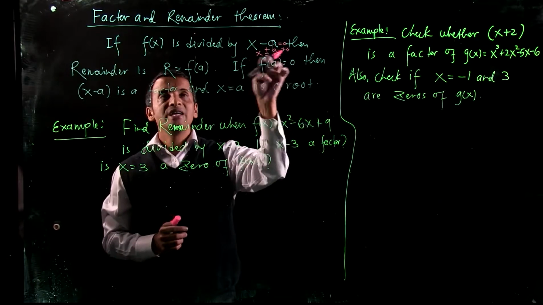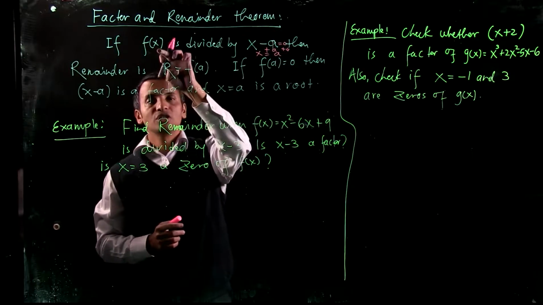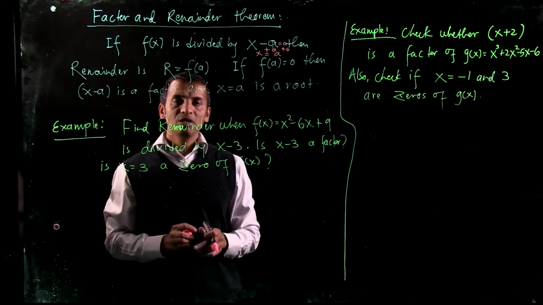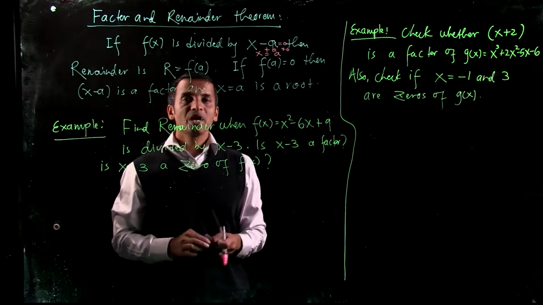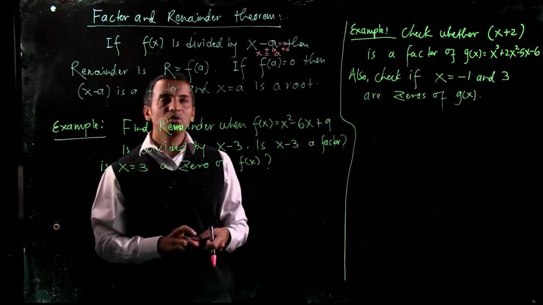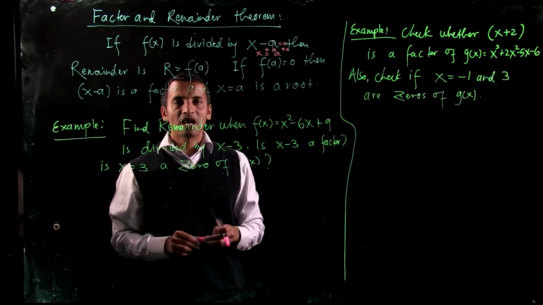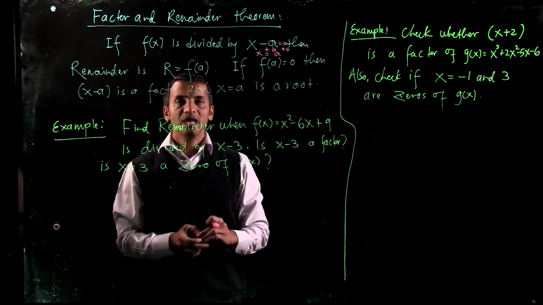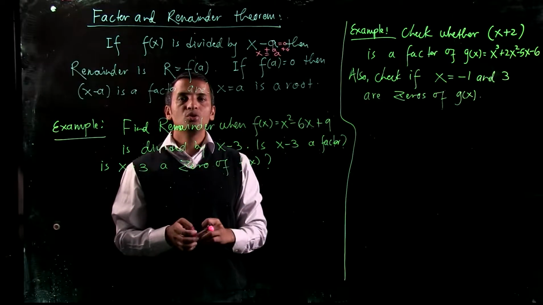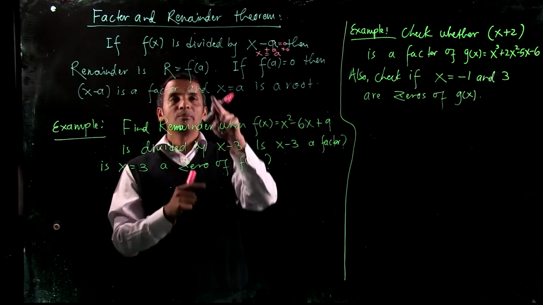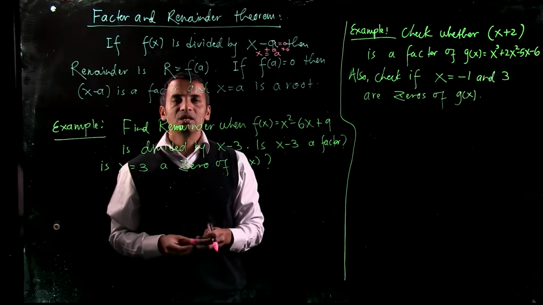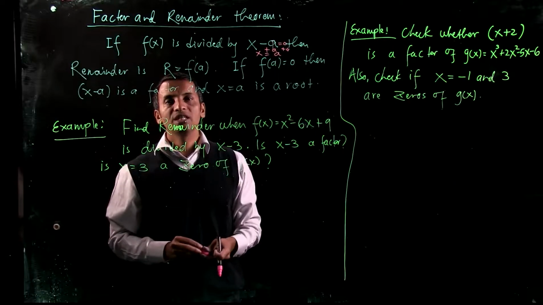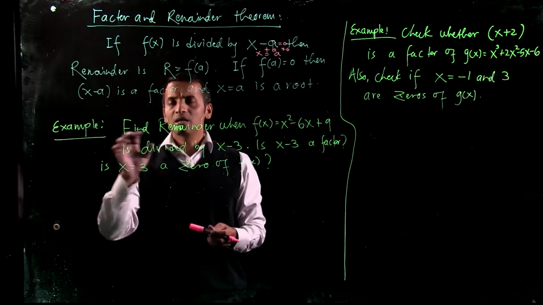So you plug that a into the function f. You replace x by a, and whatever number you get will be the remainder. As always, if the remainder is 0, then x minus a is a factor, and if x minus a is a factor, then a is a root. To check whether a number is a root or not, you plug in that number for x, and if the remainder is 0, then it is a root, otherwise it is not a root. Okay, let's see some examples.